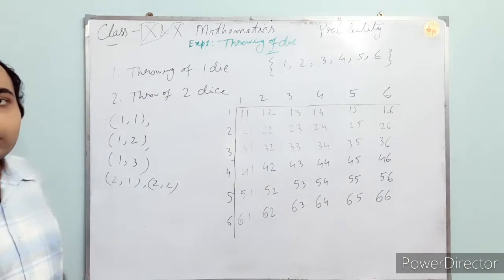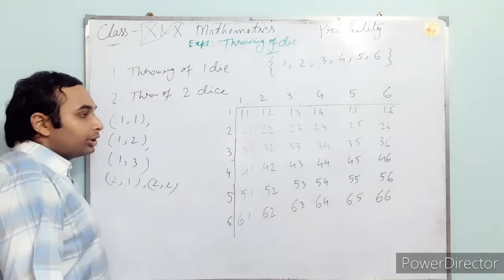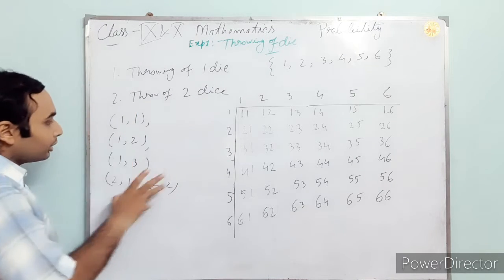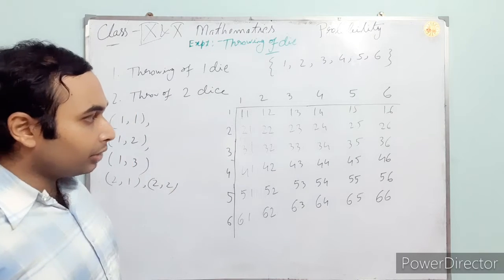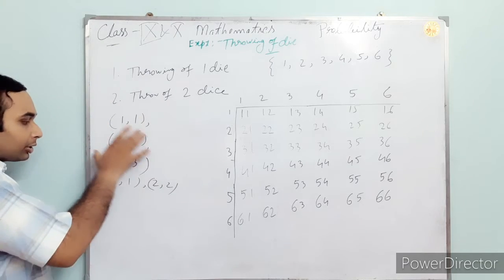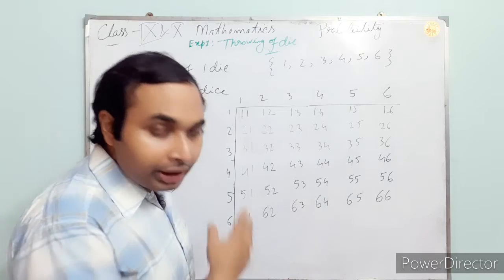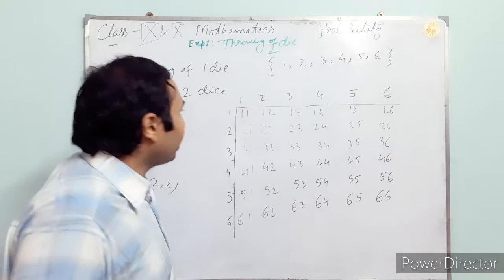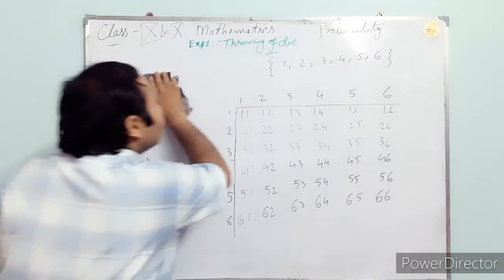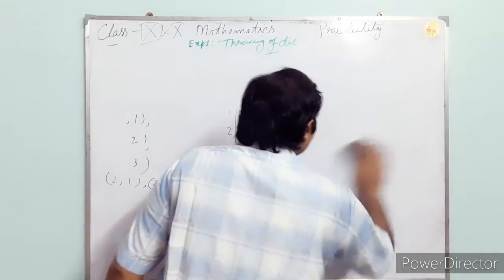This is a very good technique. I suggest you to do it with this technique. Otherwise, writing all of them is a very laborious process. If it is mentioned to write the sample space, then definitely you have to write it. Otherwise, for doing the sum, only write this down in the rough work and do the sum. Okay. Now the next experiment.